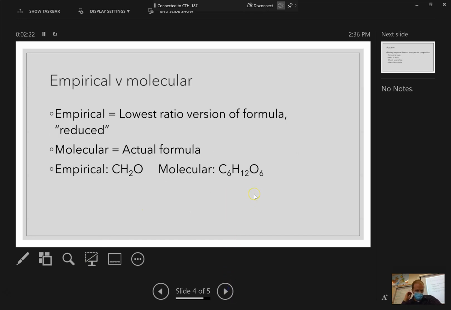I think that I've defined this for you at some point in the past, but just as a reminder, we can talk about empirical formulas versus molecular formulas. The difference is that the empirical formula is the lowest ratio, whereas the molecular formula is the actual formula of something. Ionic compounds are always represented as empirical formulas, but covalent compounds composed of nonmetals only are represented as molecular formulas.